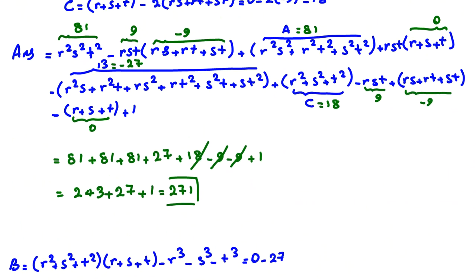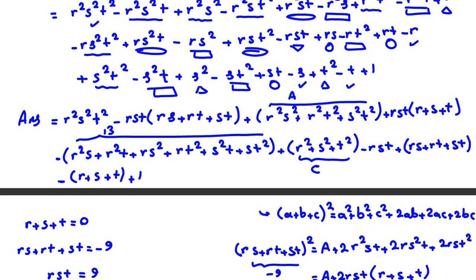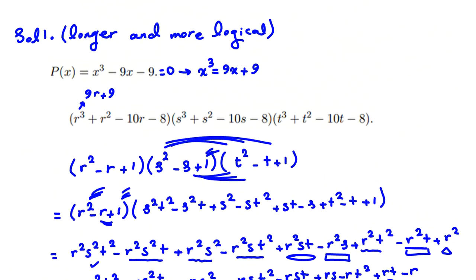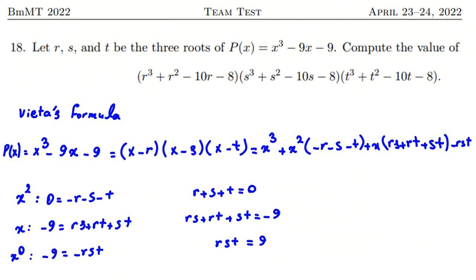Use identities. If you want to learn, we also have Newton's sums, which are very useful. Vieta's formula is used in the AMC, American Mathematics Competition, AIME, USAMO, BMO. In many exams, you need to know Vieta's formula.